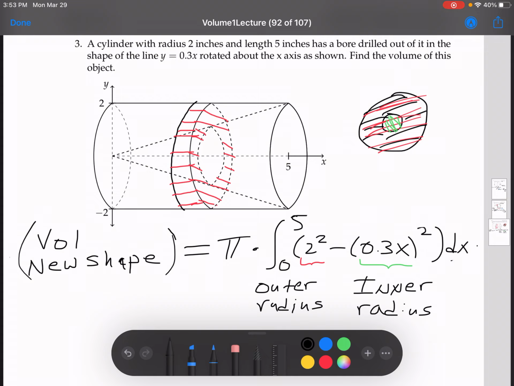In any case, now we can go ahead and compute this thing. And let's see, what do we get? 51.05 cubic inches.